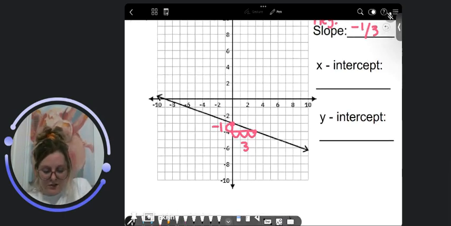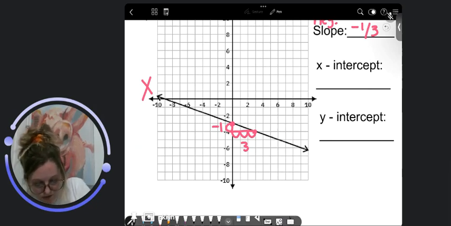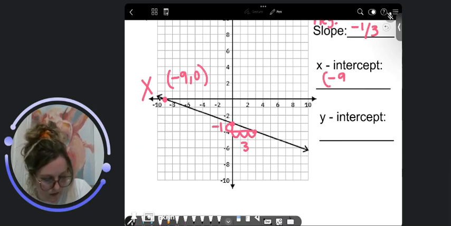My x-intercept, here's my x. It crosses it right here. That as a point is -9, 0.